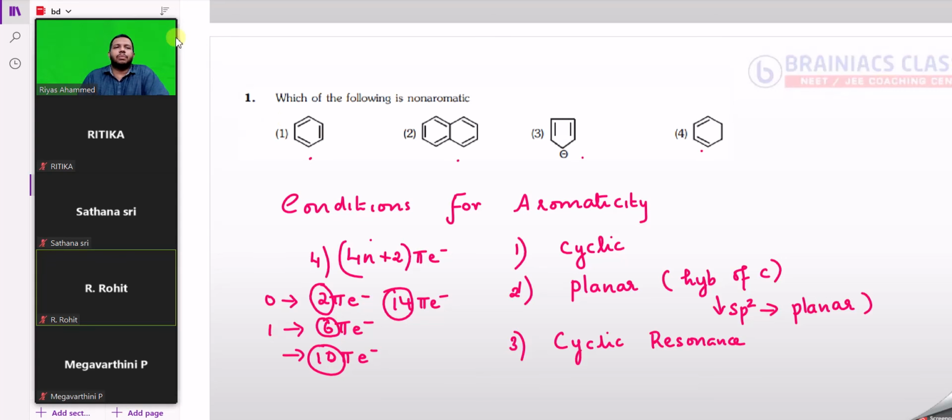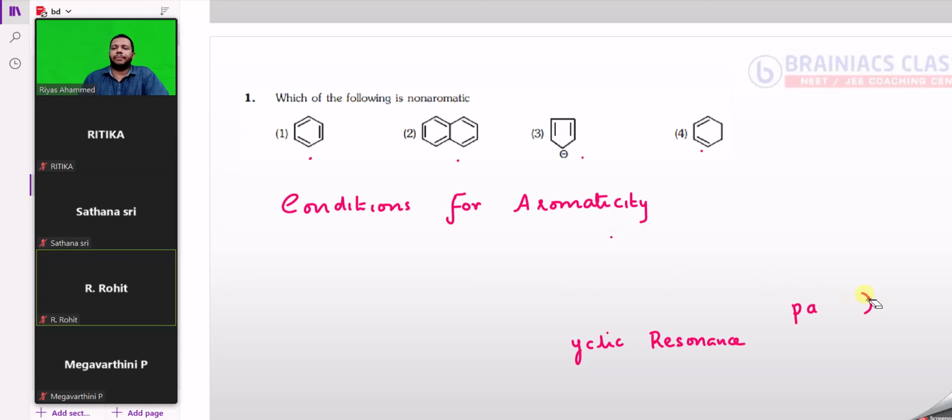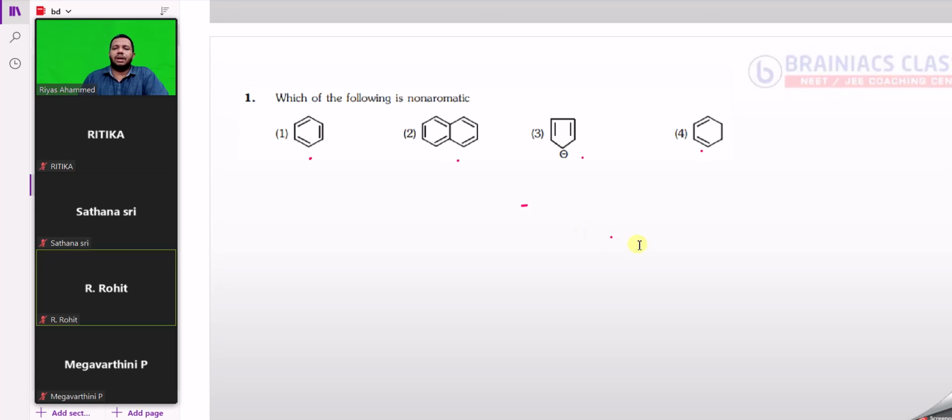Now please remember, with these conditions we will analyze all the questions, and you can check whether the compound is aromatic or not. We will take each question and analyze it. So let's start with the first option. Here the first one is benzene, and you know that benzene is aromatic in nature, but let's start doing it.